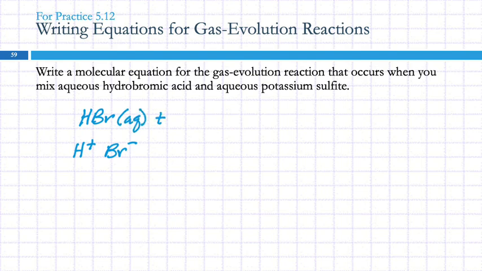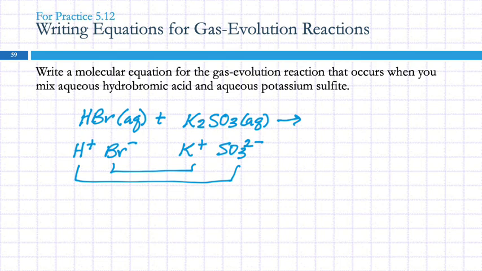And aqueous potassium sulfite. Well, potassium is K+. Sulfite is the light version of sulfate. Sulfate is SO4. Sulfite is SO3. They both have a 2- charge. So this is going to be K2SO3, and that's aqueous. So that part is just nomenclature, writing formulas from names. Now we're going to swap partners.